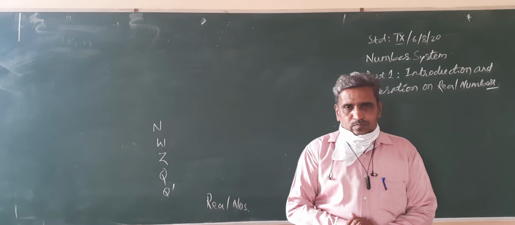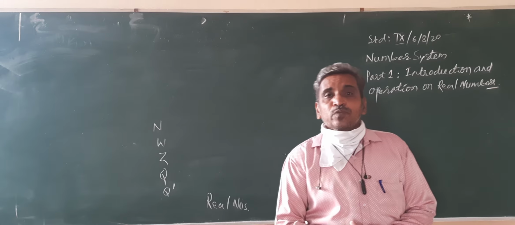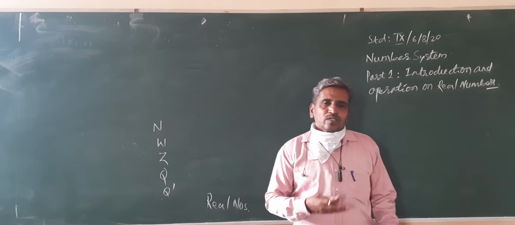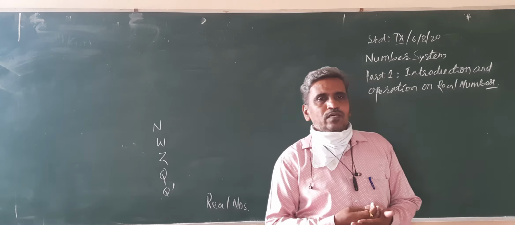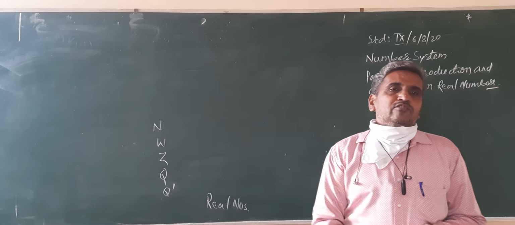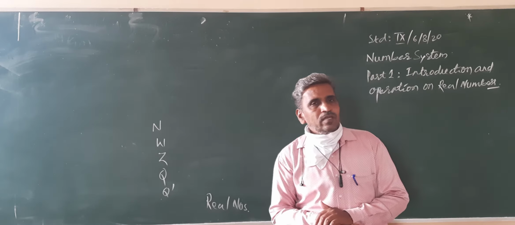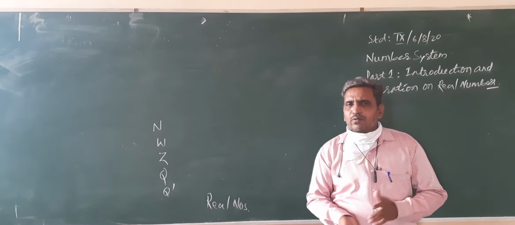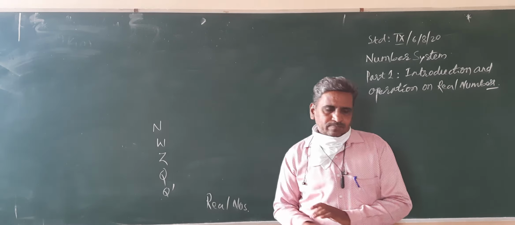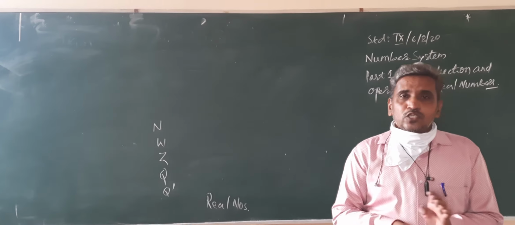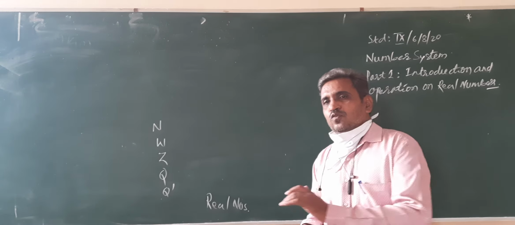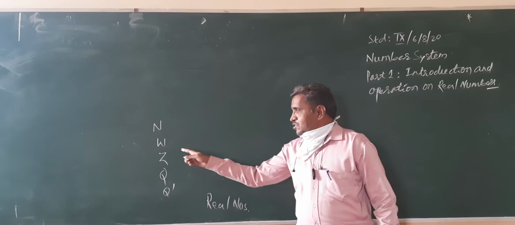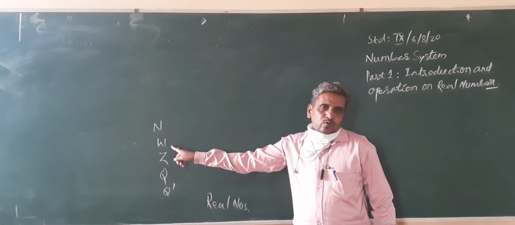And W shows the set of whole numbers. Whole numbers means that when 0 is also included with the natural numbers, then the set is said to be the set of whole numbers. I think you already know very well about that, I am just reminding you. So 0, 1, 2, 3, 4, 5, and so on, they are said to be the set of whole numbers. That is denoted by capital W.